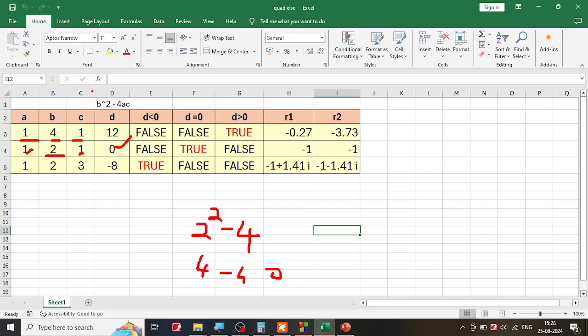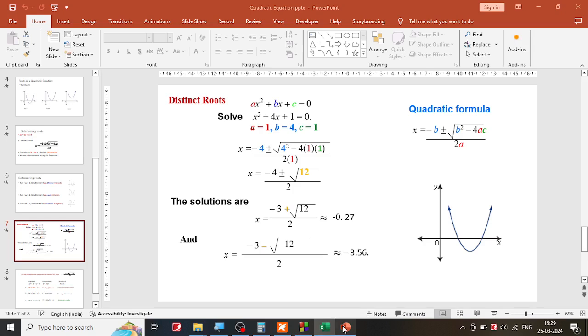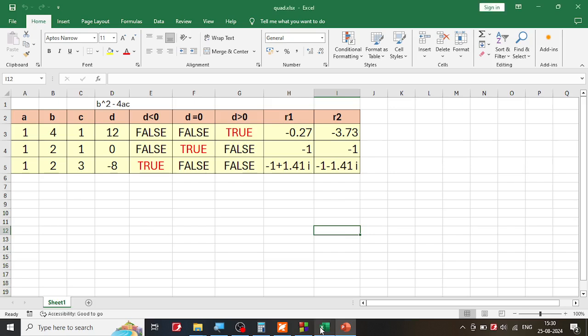Suppose you put that in this equation, minus b plus or minus the square root of b squared minus 4ac divided by 2a, you are going to get the answer as minus 1 and minus 1.